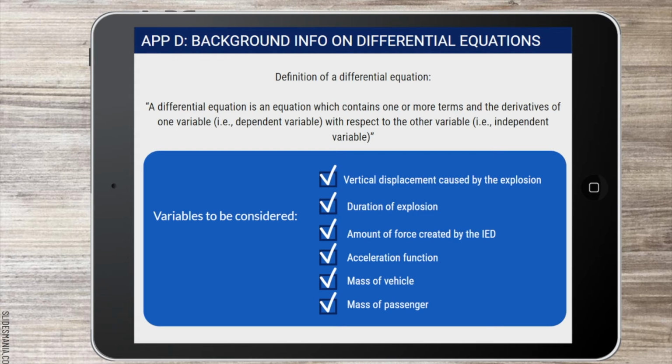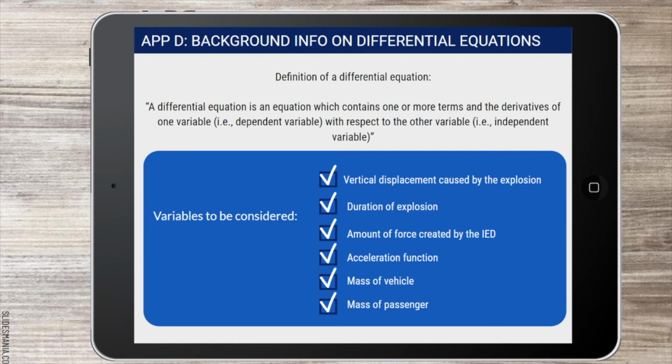The amount of force created by the IED is important because an IED that creates a greater force than another one would cause more damage as opposed to the other. Acceleration function, this is important and it connects back to the vertical displacement, because after you roll over the IED, the vehicle would then quickly accelerate into the sky and then decelerate back towards the ground.